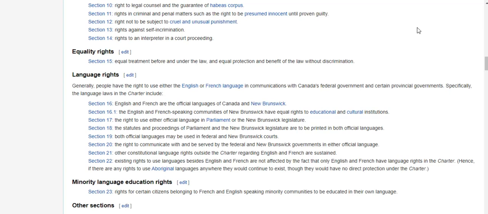Hence, if there are any rights to use Aboriginal languages anywhere, they would continue to exist, though they have no direct protection under the Charter. Minority language education rights. Section 23. Rights for certain citizens belonging to French and English-speaking minority communities to be educated in their own language.